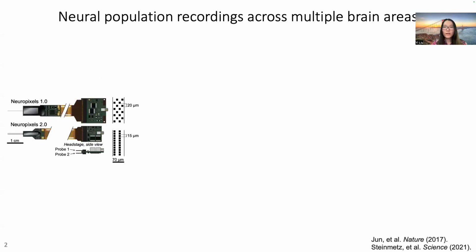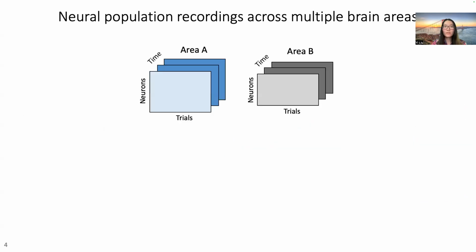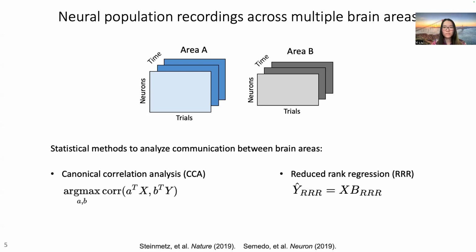In recent years, progress on recording techniques has enabled large-scale simultaneous recordings of neural populations. For example, with the NeuroPixels probes, we are able to record hundreds to thousands of neurons at the same time. And by inserting multiple probes at the same time, we are able to perform simultaneous recordings of neural populations from multiple brain areas. This opens up possibilities of studying computations across multiple brain areas. But this also poses a computational challenge. How should we analyze populations of neurons in multiple brain areas?